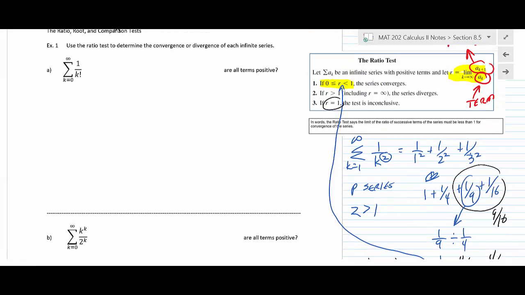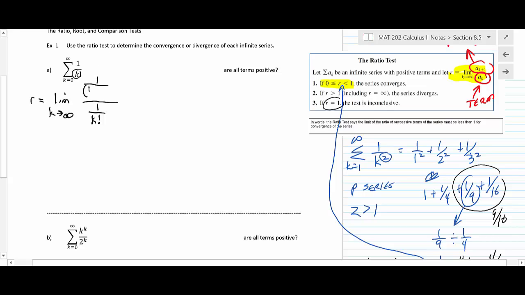So here's what we're going to do. On the ratio test, first thing you want to do is let r be this limit. We're going to do the limit as k goes to infinity of a ratio of two things. We're going to do a sub k, which just goes in the denominator. Now, what goes in the numerator? That would be the next term. So what would k become in the next term? It's not k anymore. It's k plus 1. So that would be 1 over k plus 1 factorial, like that.